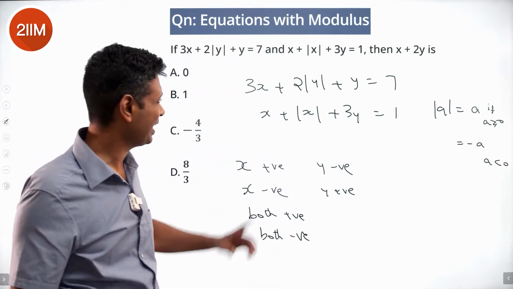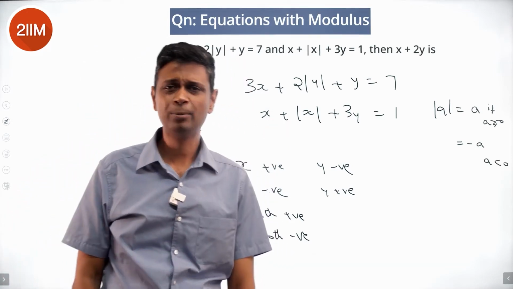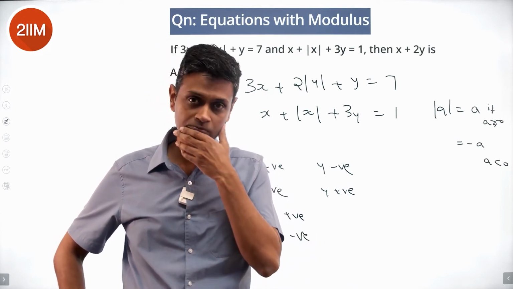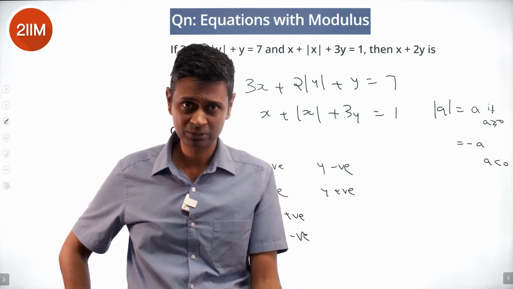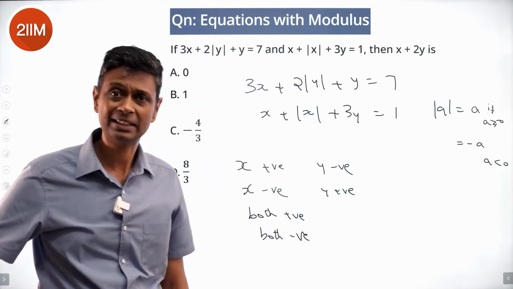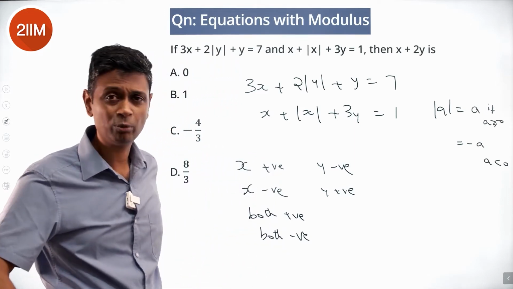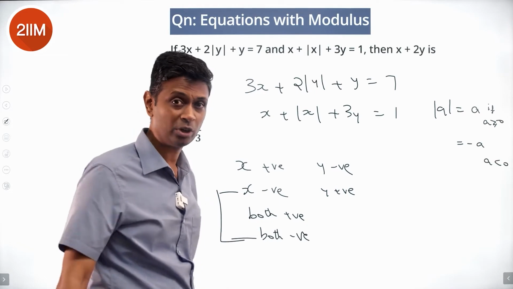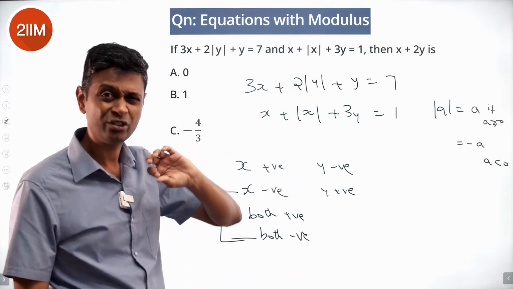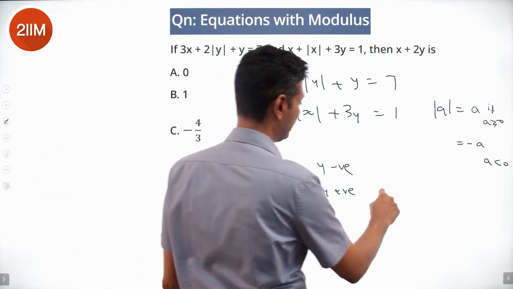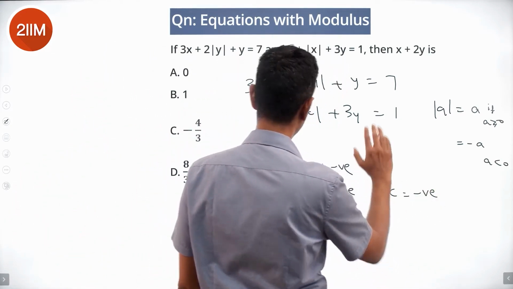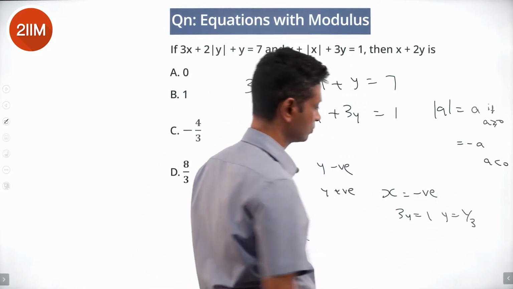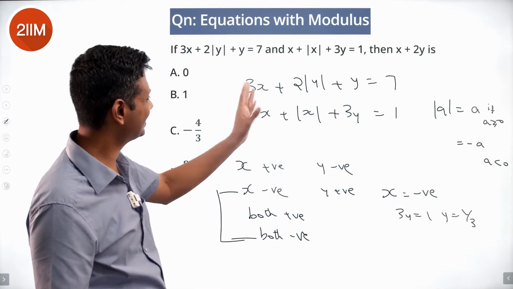One other thing that we can notice: x plus mod x, x plus mod x. If we add x and mod x, it is going to be 0 when x is negative. And so maybe there is something there. So first of all, I'll put x as negative, that is these two, because then this goes to 0. And then see where that takes me. So if x is negative, this goes to 0. 3y is 1. Y is 1 by 3.